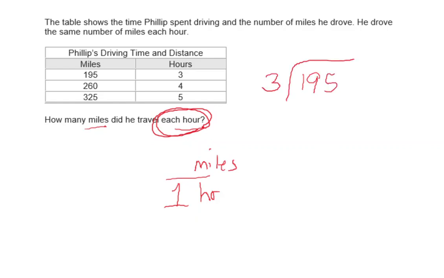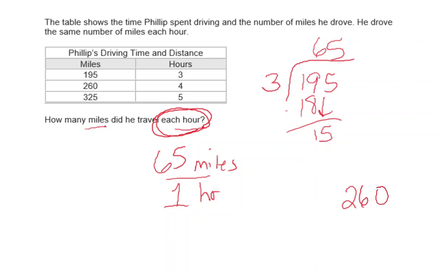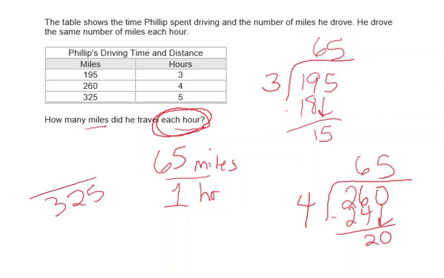195 divided by 3. 3 times 6 is 18. Subtract and bring down the 5. 3 times 5 is 15. So that would be 65 miles in 1 hour. Or you could take 260 divided by 4. 4 times 6 is 24. Subtract and get 2. Bring down the 0. 4 times 5 is 20. That's, again, 65. Or you could have done 325 divided by 5.